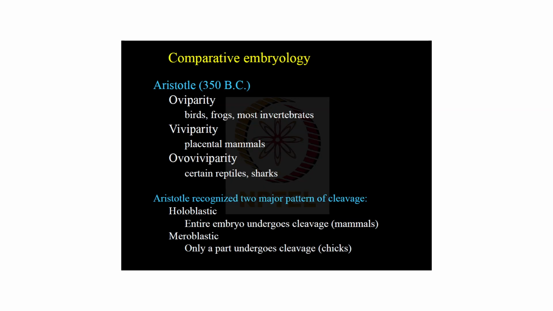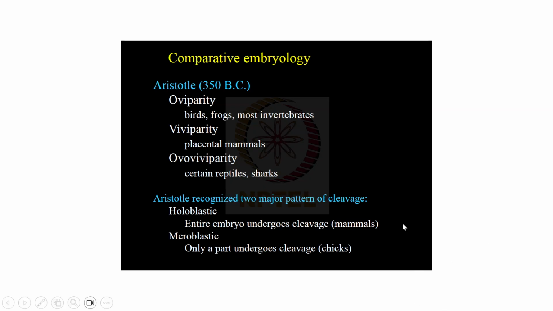So in oviparity, this category involves those organisms which lay their eggs and then move ahead. In viviparity, this includes those organisms which give birth to a younger one. They do not lay eggs, they give birth to the younger one. So humans come under viviparity. And ovoviviparity includes those organisms which lay their eggs but also take care of their eggs till the eggs hatch and give rise to the younger ones.